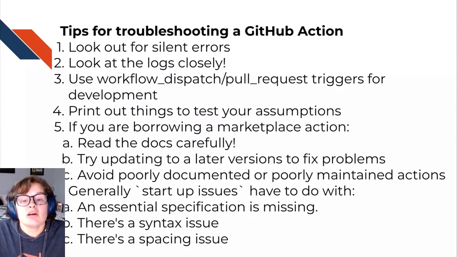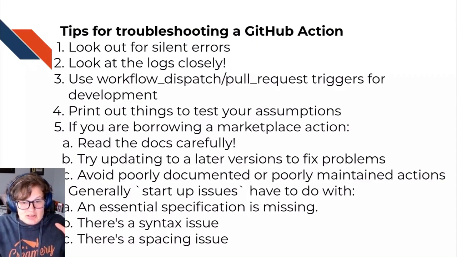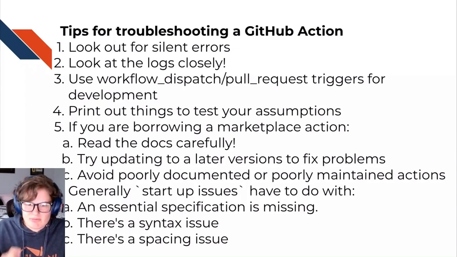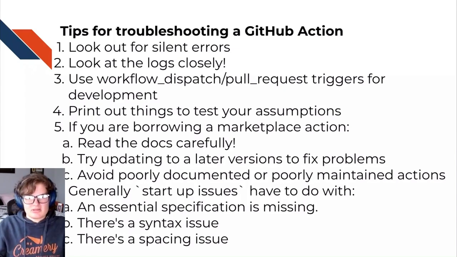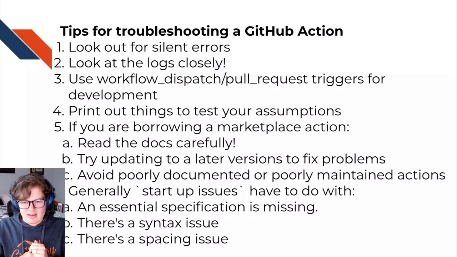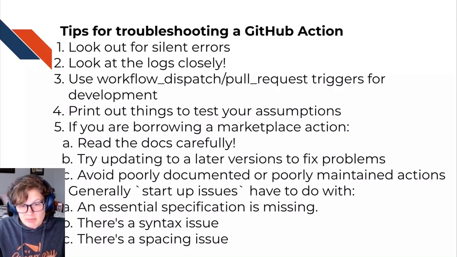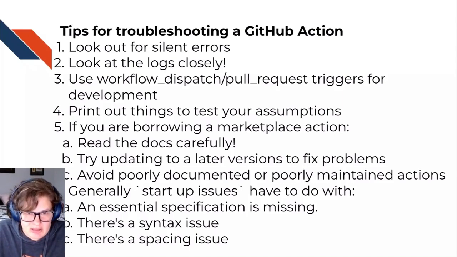All right, print out things to test your assumptions. Echo is your friend. If you are not sure what's happening, or say there's a variable but it's not really doing what you're suspecting, just make a new step that prints out stuff so you can see what it's printing out and see if maybe your assumptions about what is being printed out is actually not quite right. So print out things liberally. You might want to delete those before you actually merge the thing, but for actual development, that can be really helpful.